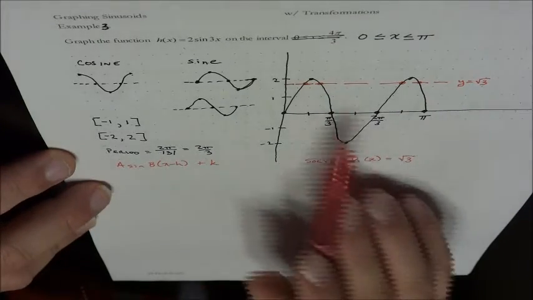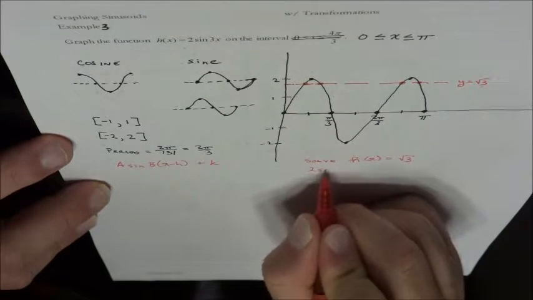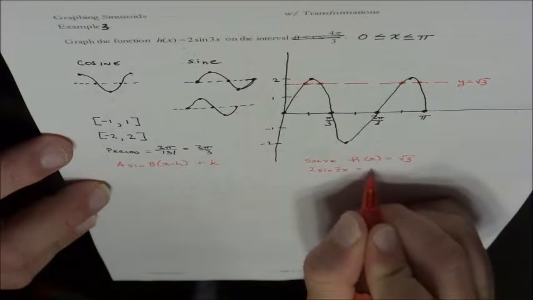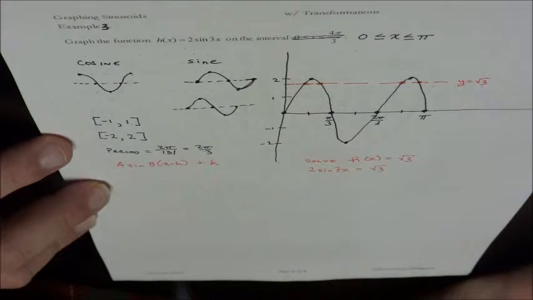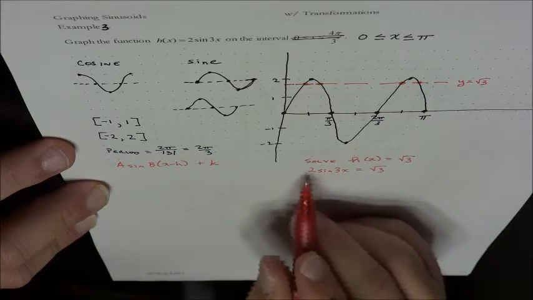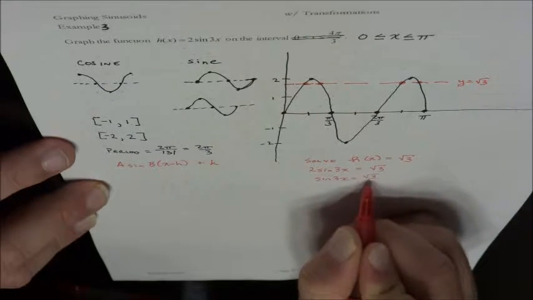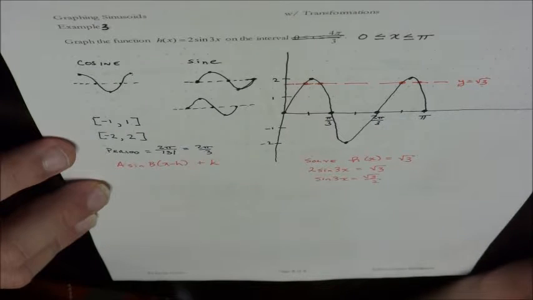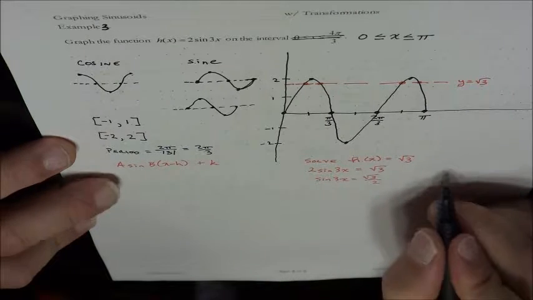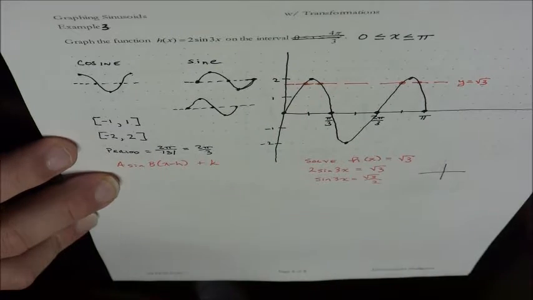I want to solve, right, by simply setting my equation to sine 3x equal to root 3. All right, then solve like you would any other equation. All right, divide both sides by 2. That means that the sine of 3x needs to equal root 3 over 2. All right, and now at this point, I find it useful to think of my quadrants, right?